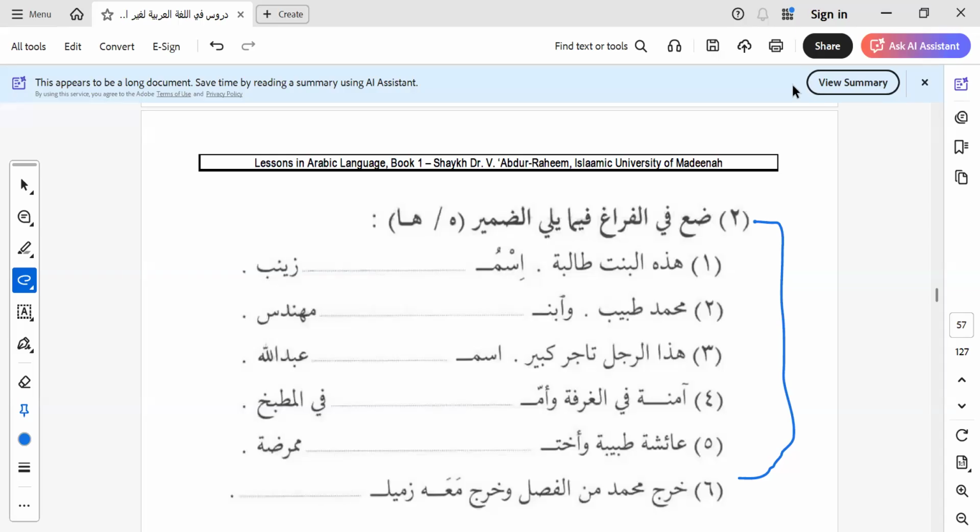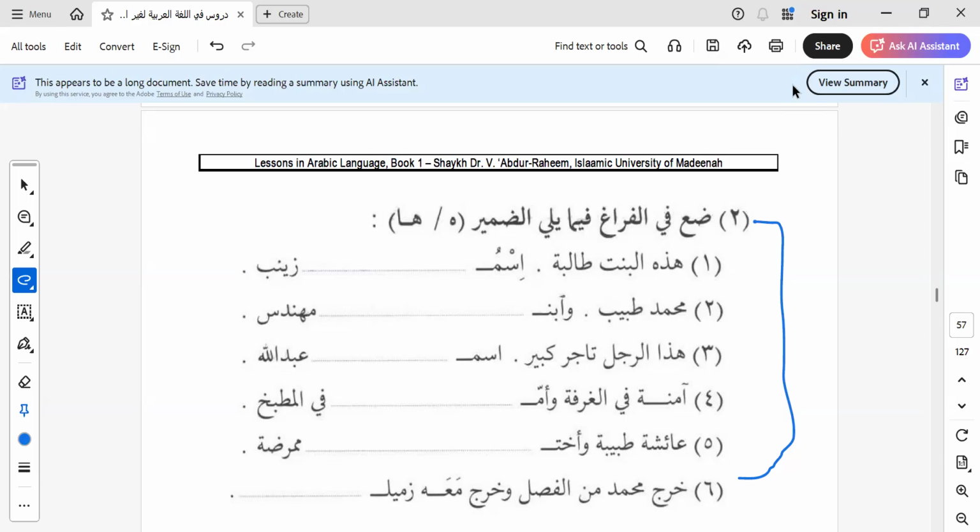All right. So once again, we are going to look at, this is still lesson 10. We're looking at some questions here, and I said these questions are CCQs, concept checking questions. They want to check your understanding of the concept to see how far you're doing. So the question ضع في الفراغ, that's question number 2.